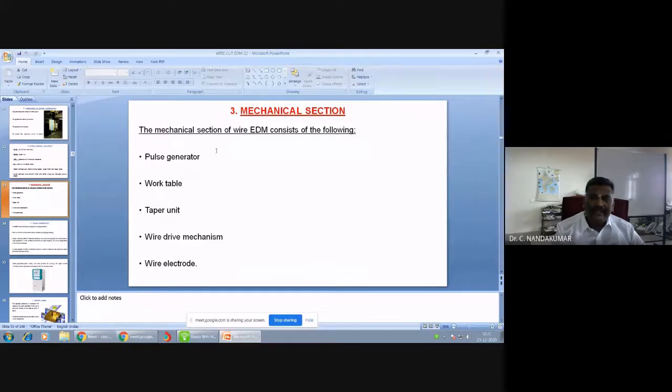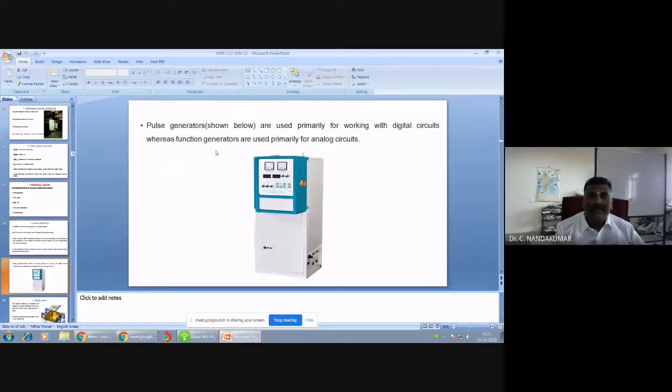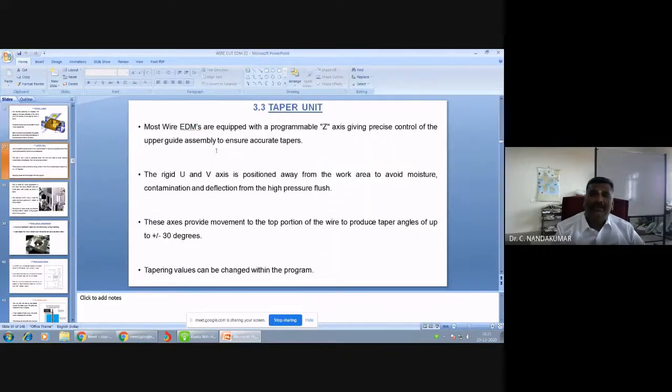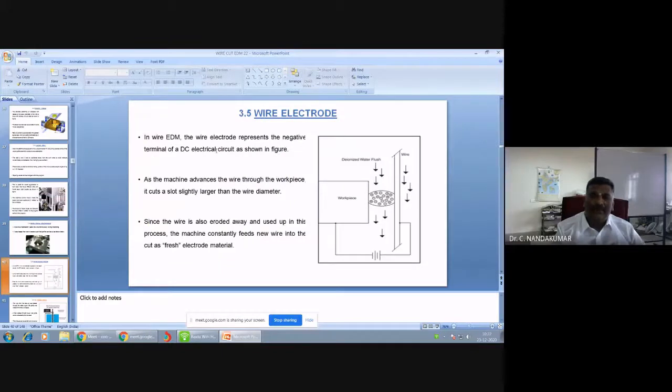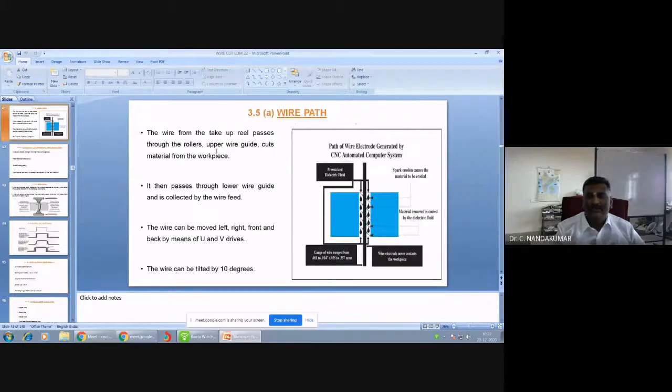So the mechanical section has a pulse generator, work table, taper unit, wire drive mechanism and wire electrode. This is an explanation of the pulse generator, work table, taper units and various things. See here in this diagram, the wire drive mechanism: with this wire EDM machine, they cut a gear with a very smooth, good surface finish. This is the basics of wire EDM, how the deionized water flushes and how the material will erode. This is called the wire path.